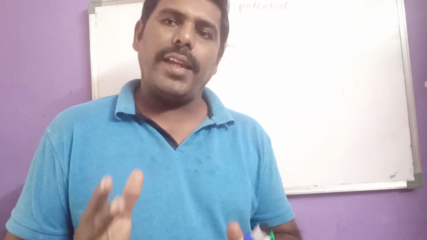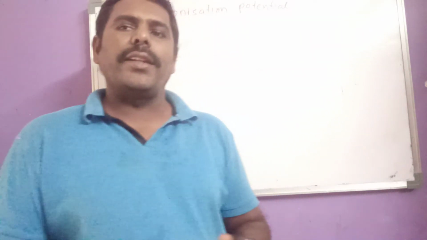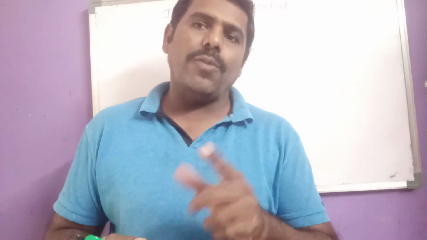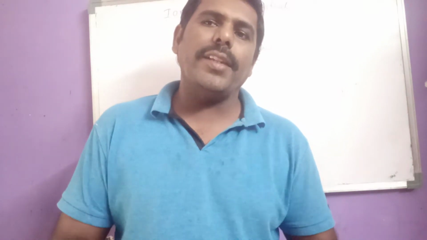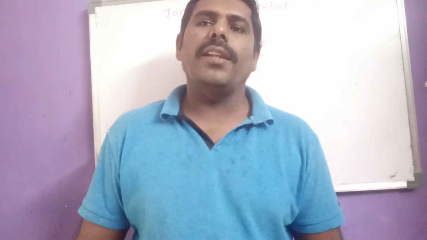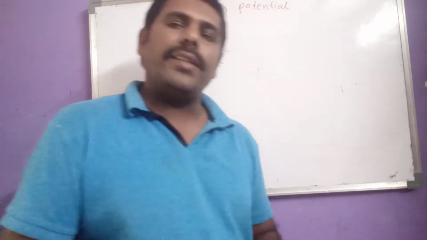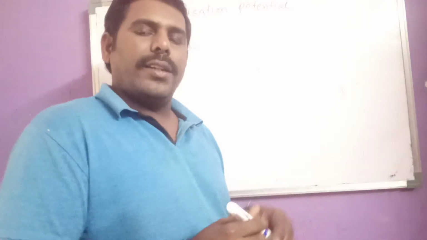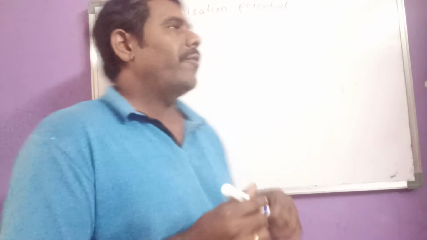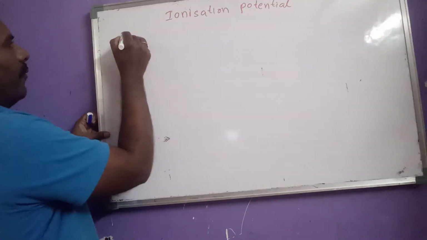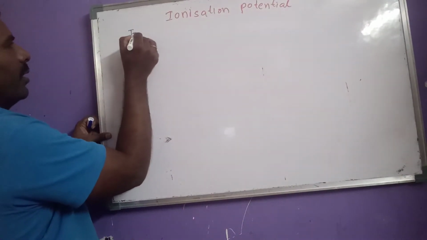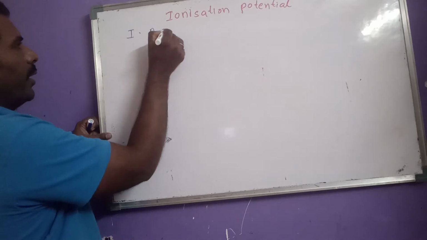What are IP1 and IP2? That means first ionization potential and second ionization potential. And another one also is there: why is second ionization potential more than the first ionization potential, and explain any four factors affecting ionization potential. Let us see what the answers are. Four questions are here. First, let us see first ionization potential, which is said to be IP1.